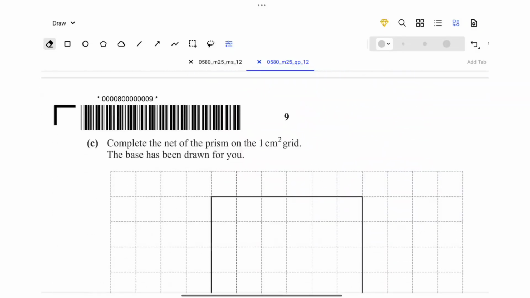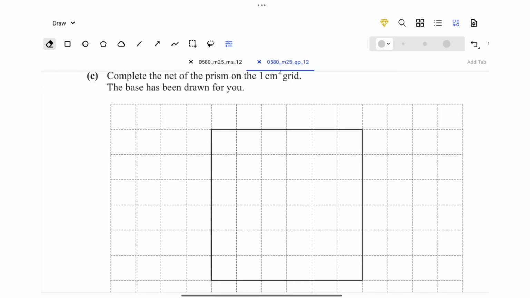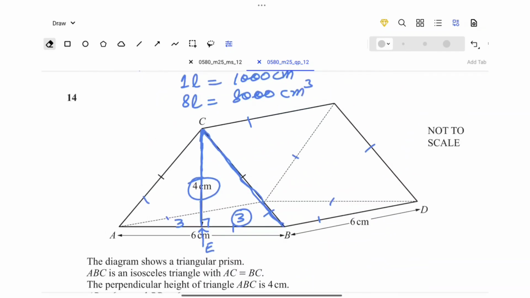So viewers, the next part of this question is to complete the net of the prism on a 1 centimeter square grid. The base has been drawn for you. Okay, base has been drawn. So let's look at it again. We know that this is 5. This is 5. So this is a rectangle. Look, its width is 5, length is 6. So this is a rectangle. Same is with it. This is 5. This is 6. So 2 rectangles and 1 square.